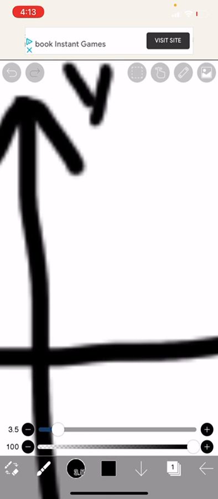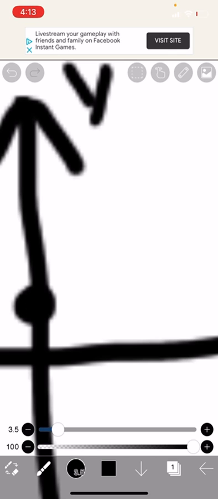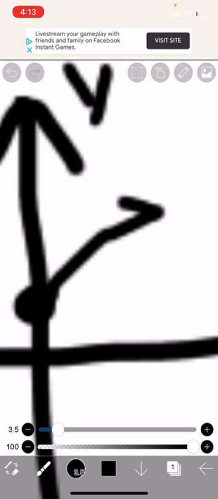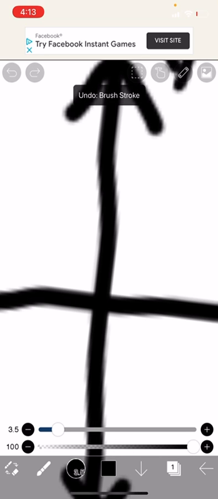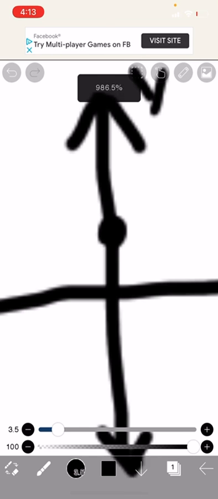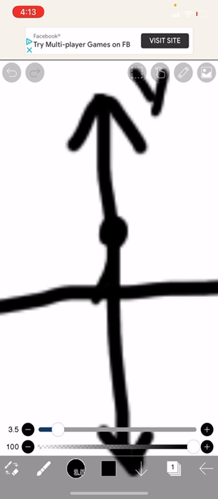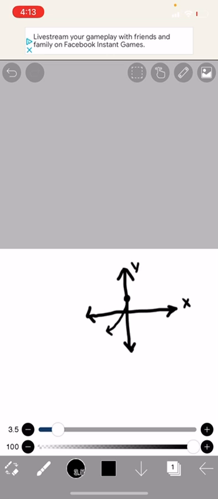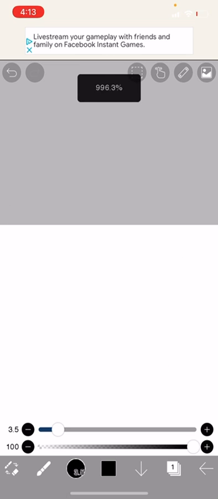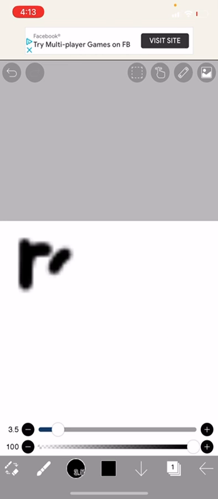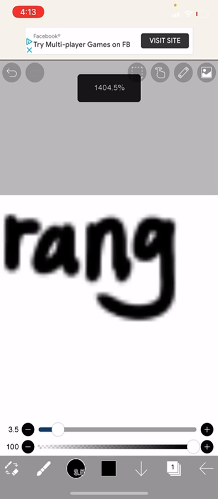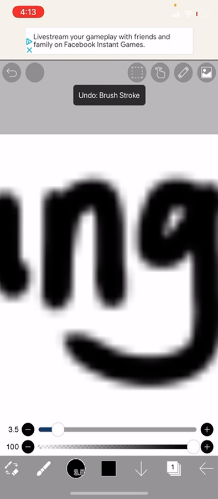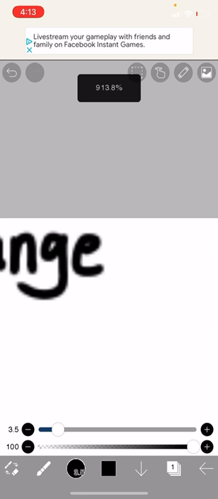So say we want to... no, I don't want that. Let's go with... there we go. That's a function. So say we want to find the range. So let me go ahead and write this down. Range. I'm trying to have good handwriting.